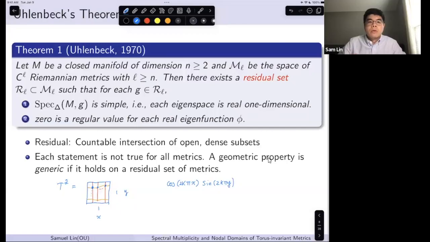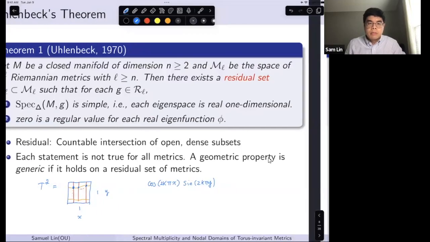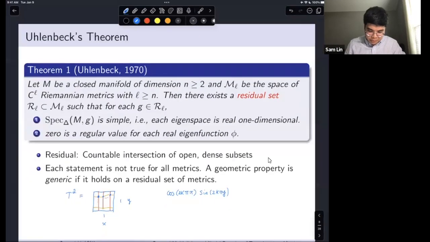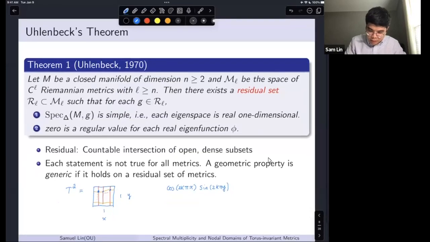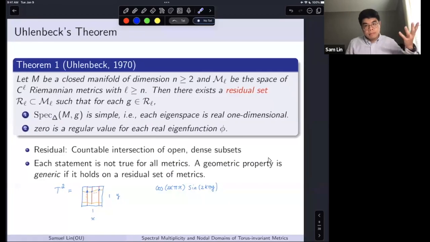Okay, so we say that a geometric property is generic, in this talk, if it holds on a residual set of metrics, of course, in a certain suitable space of metrics with the topology.